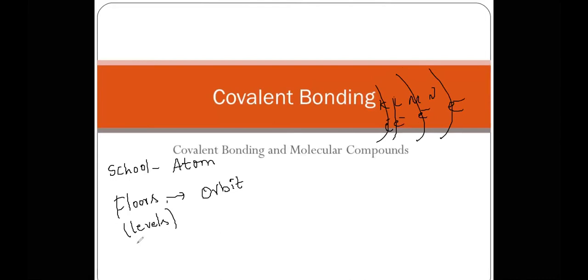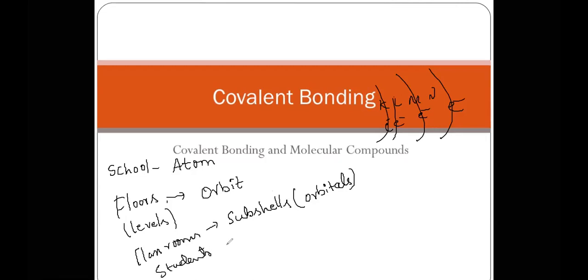In these floors that you have taken, there are classrooms, right? We have classrooms. What are these classrooms? These classrooms are subshells, which are known as orbitals. The subshell is like a classroom, and those classrooms are orbitals. Who sits inside the classroom? You students are asked to sit in the classroom, right?